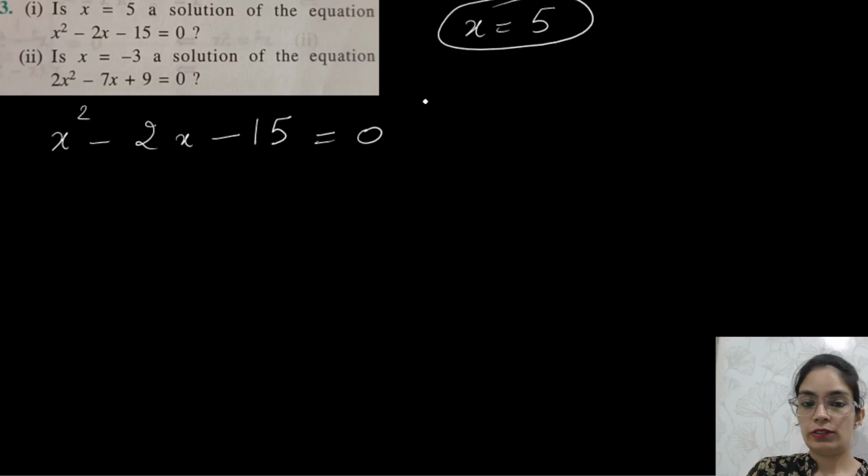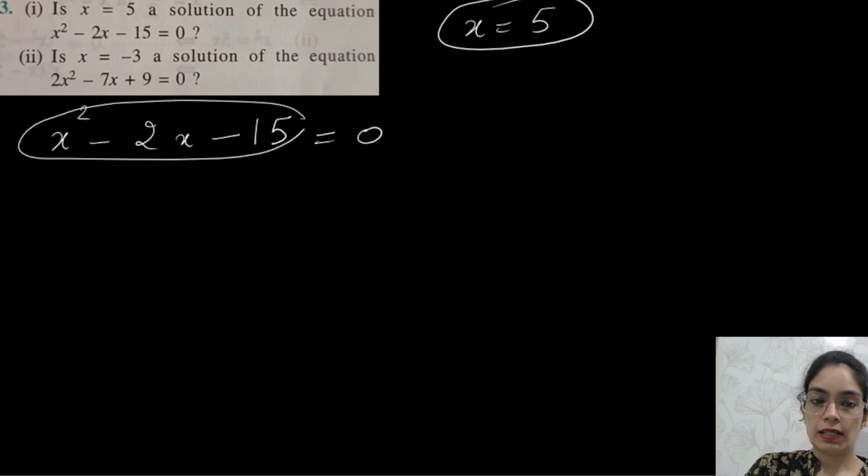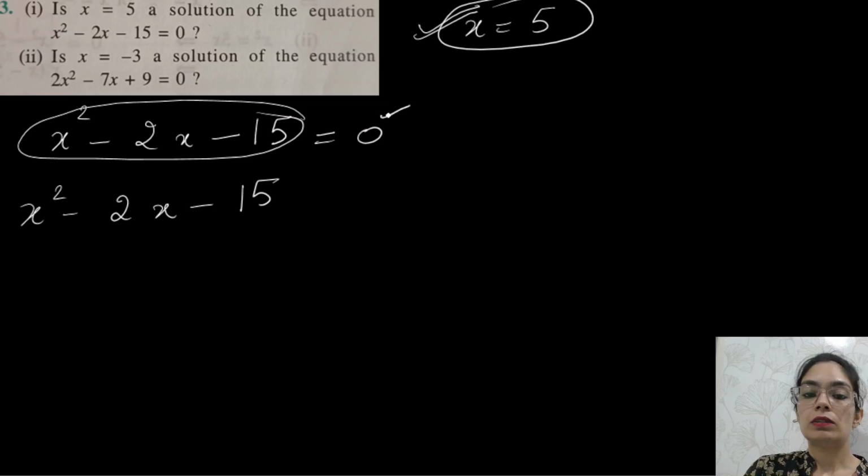I've told you we can check it. How to check it? If we take the left hand side of the equation, x square minus 2x minus 15, and when I substitute the value x equals 5 in this one, and this answer I get equals my right hand side, that means 0, then in that case x is the solution. If you are not getting your answer equal to 0, that means it's not a solution. So let's do and see.